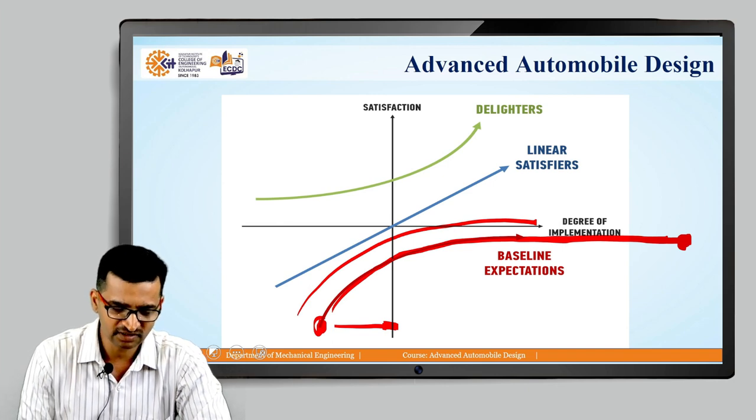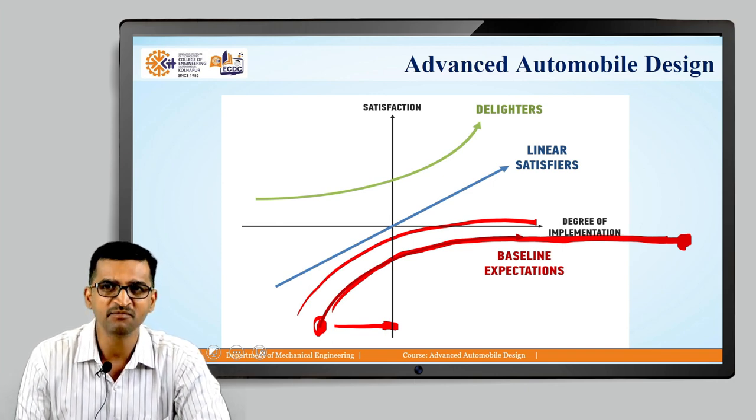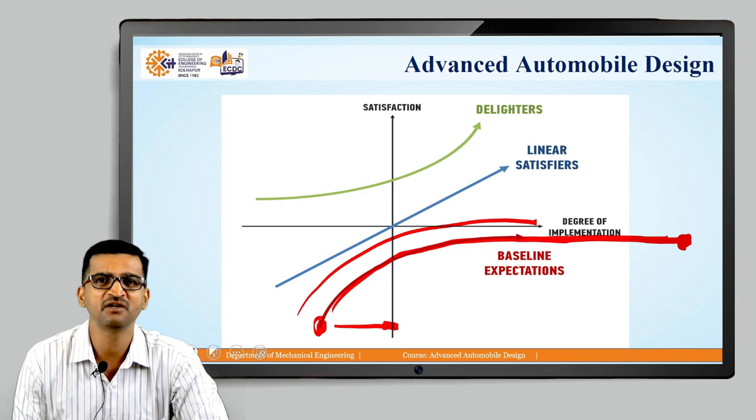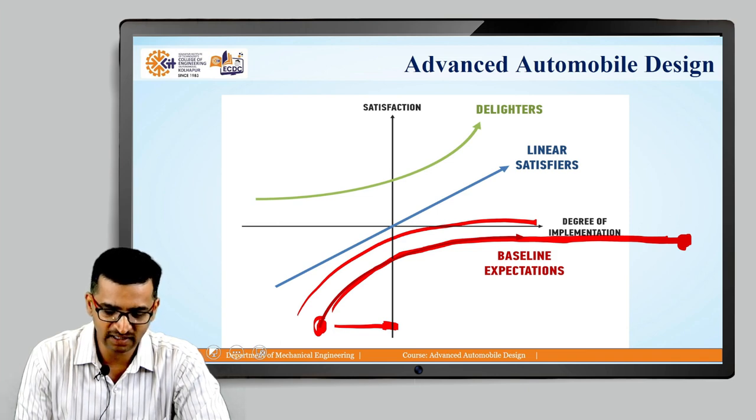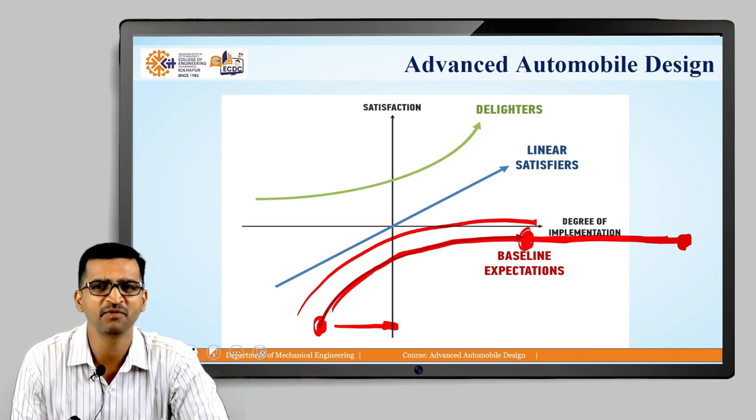So this graph becomes horizontal. That means even if you implement any feature to a very great extent, people are no more happy. But if you don't provide it, people will be angry. But if you provide more, people will not be happy. So why is this important? You select a point on this graph somewhere here and stop designing your particular part at that time.